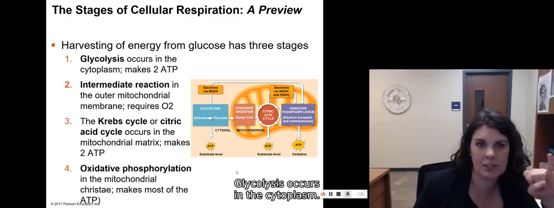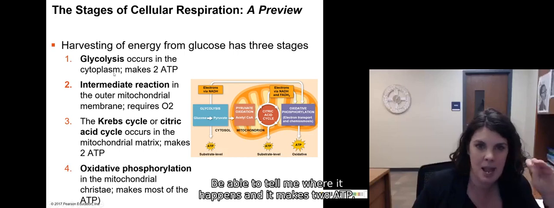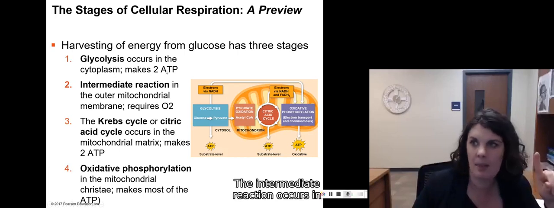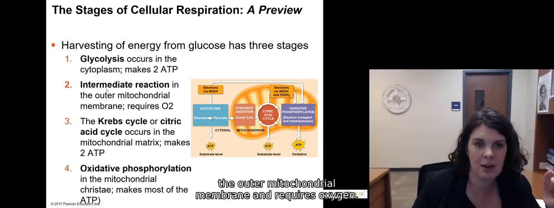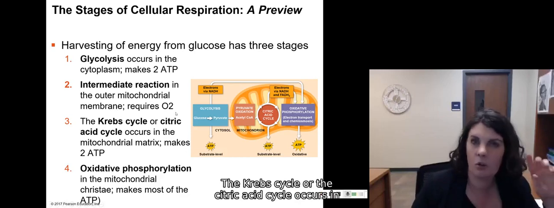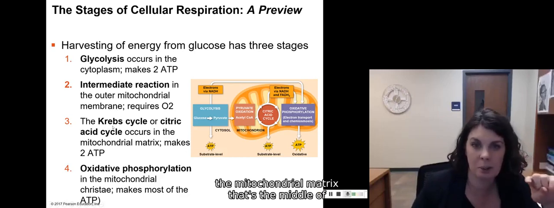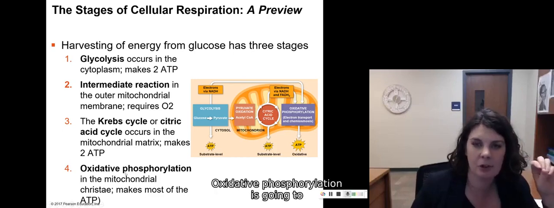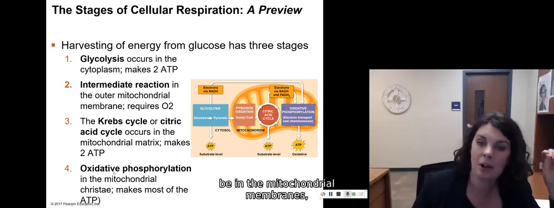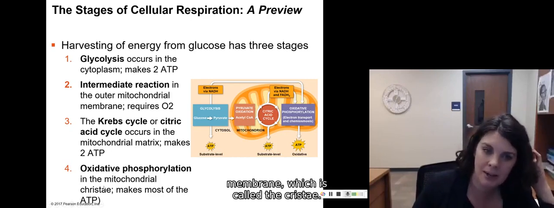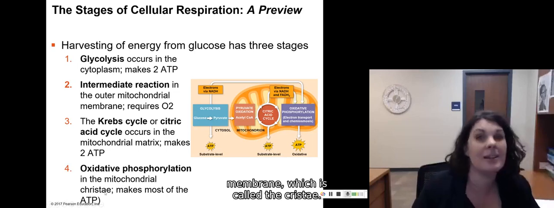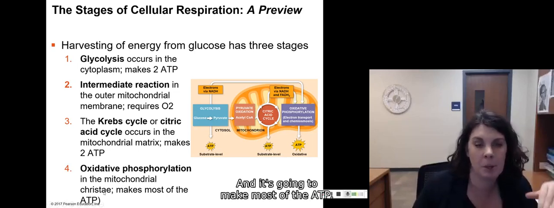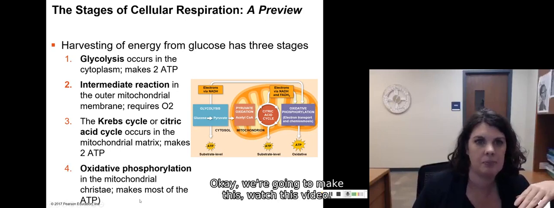Okay, so glycolysis occurs in the cytoplasm. Be able to tell me where it happens, and it makes 2 ATP. The intermediate reaction occurs in the outer mitochondrial membrane and requires oxygen. The Krebs cycle, or the citric acid cycle, occurs in the mitochondrial matrix. That's the middle of the mitochondria, and makes 2 ATP. And then oxidative phosphorylation is going to be in the mitochondrial membranes, in the inner membrane, in the cristae. And it's going to make most of the ATP.